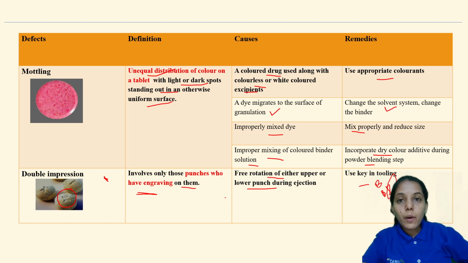So this was all about the causes and remedies, and that's all about tablet coating and the coating defects in tablets. So thank you so much. We'll see the next topic in the next session.